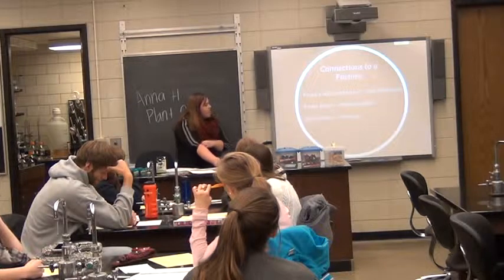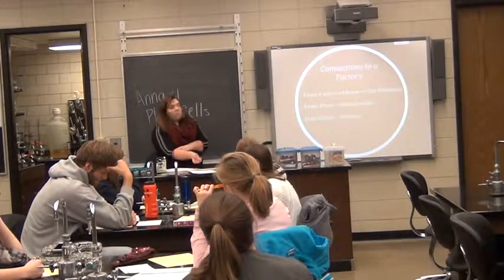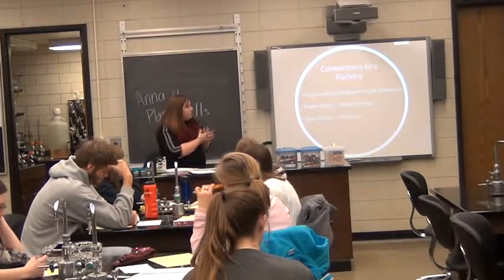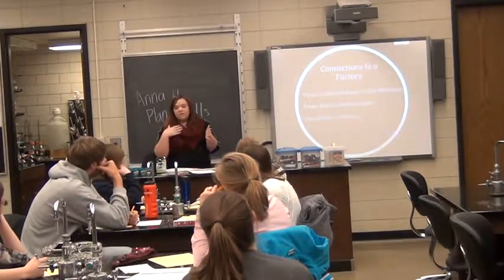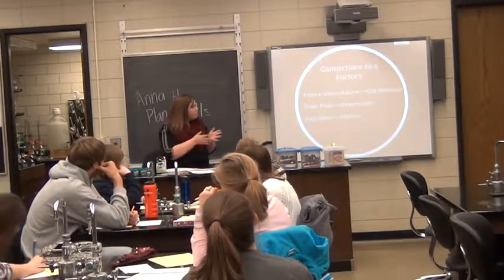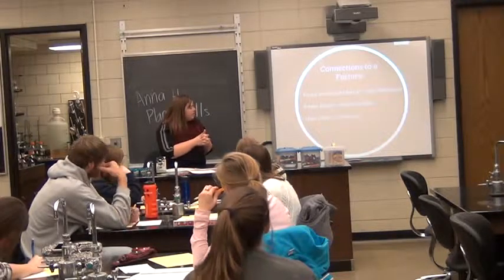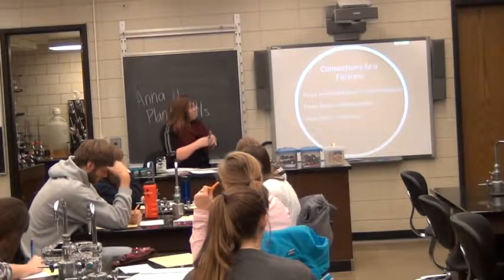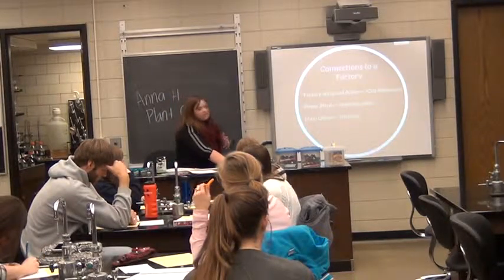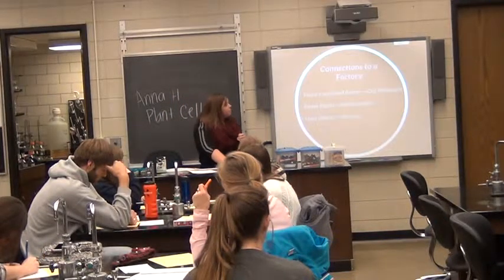So some connections that I made that might be easier for you to visualize: it's like a factory. The factory walls and the doors are like the cell membrane, so they allow things to come in and leave, like doors. And then the power plant is like the mitochondria, so that's where the energy is made. And then the main office is the nucleus, so that's in charge and stores information.